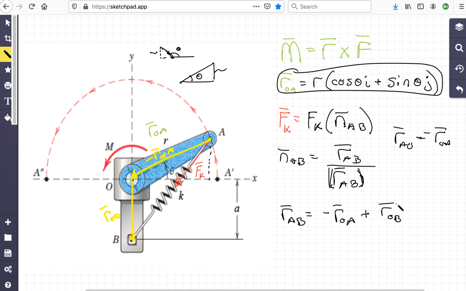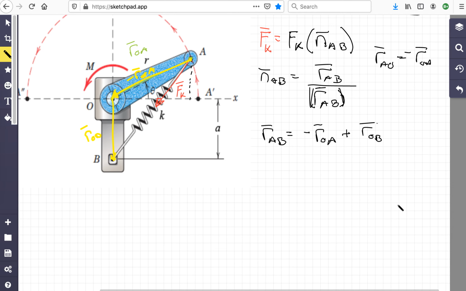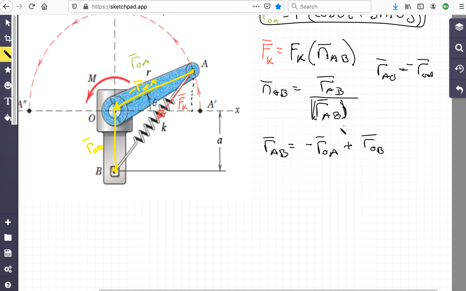All right. So a little bit differently, we can start to look at this. Now, we already know what this looks like, but what does ROB look like? ROB looks like it's just, there's nothing in the x direction. So it's 0i minus a in the j.